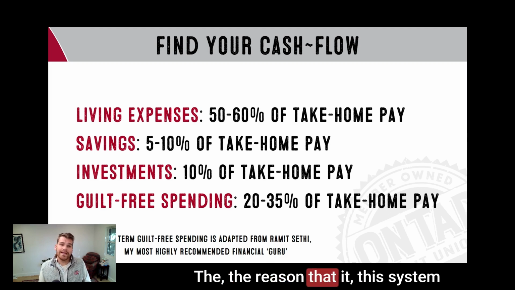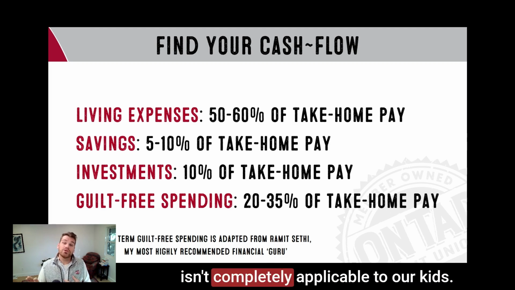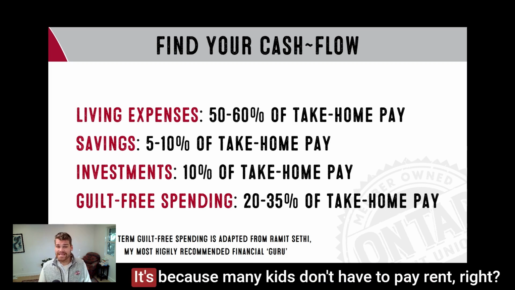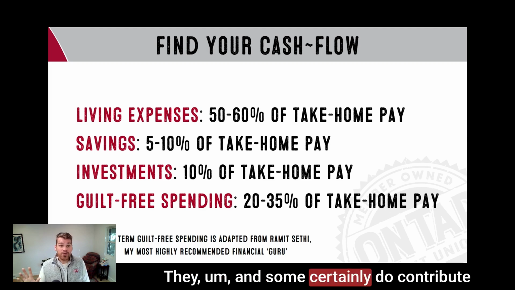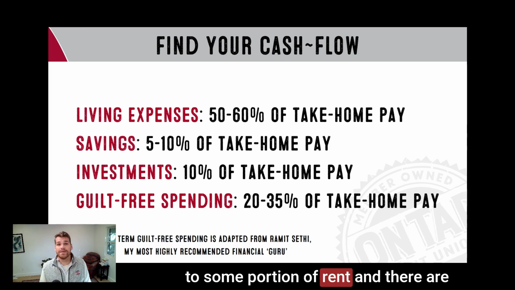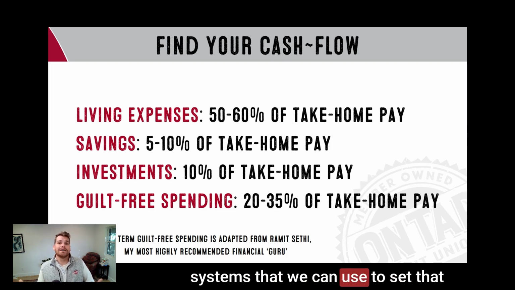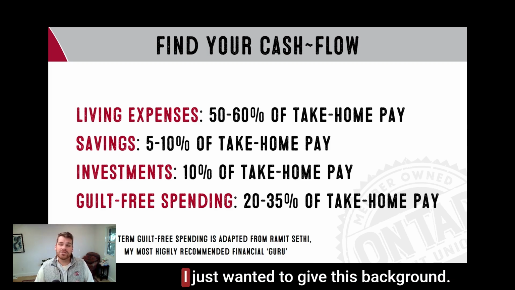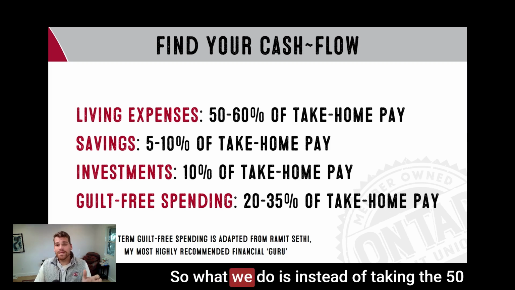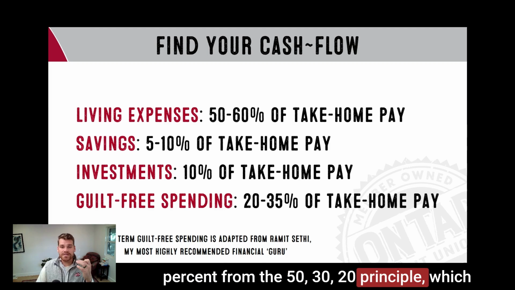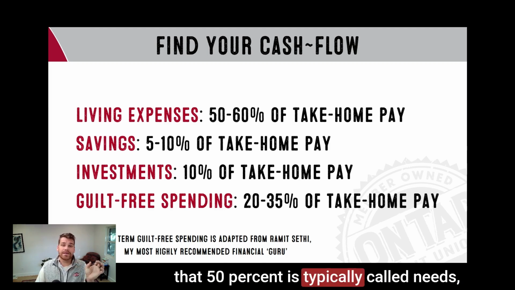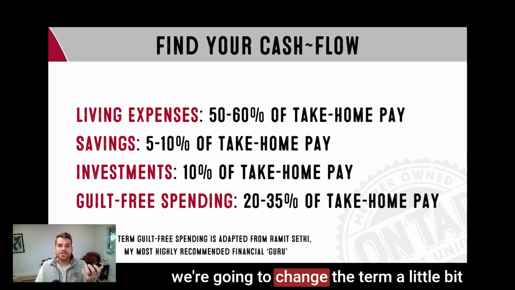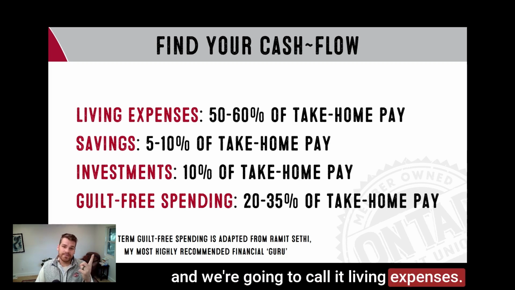The reason that this system isn't completely applicable to our kids is because many kids don't have to pay rent, right? And some certainly do contribute to some portion of rent, and there are systems that we can use to set that up in a way that works for each family. But that's really the distinction here; I just wanted to give this background. So instead of taking the 50% from the 50-30-20 principle, which is typically called needs, we're going to change the term a little bit, and we're going to call it living expenses.